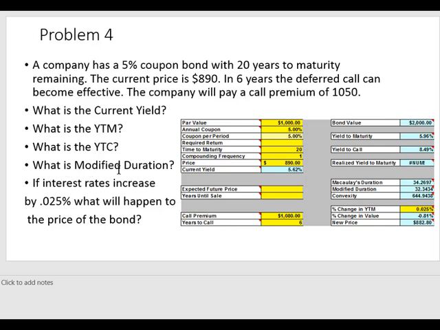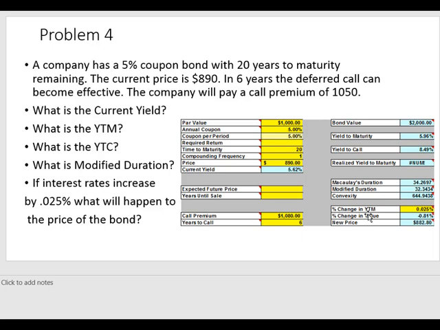The next question is, what is the modified duration? Remember, duration from our discussion in class, modified duration measures sensitivity to interest rate changes. How do prices change when interest rates change? So this modified duration, in this case, is 32.34. That's the modified duration. The higher the number, the greater the sensitivity, or the more change there will be in prices.